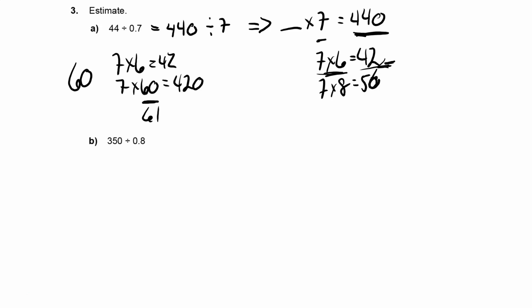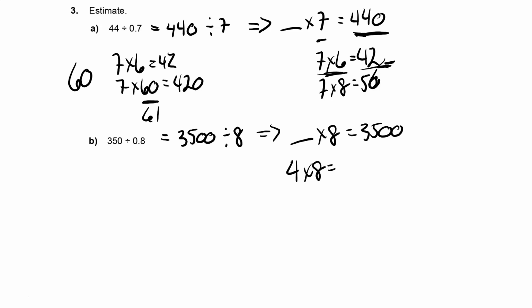Let's look at the next one, 350 divided by 0.8. So that's the same as 3,500 divided by the whole number of 8. So now I'm asking what number times 8 will give me 3,500. I look to my 8 times table and I say 4 times 8 is 32, and 5 times 8 is 40.